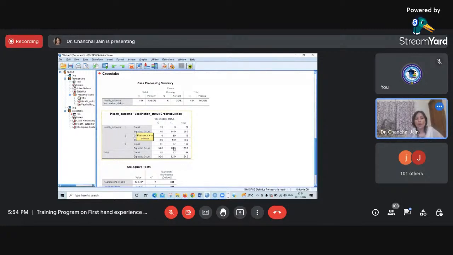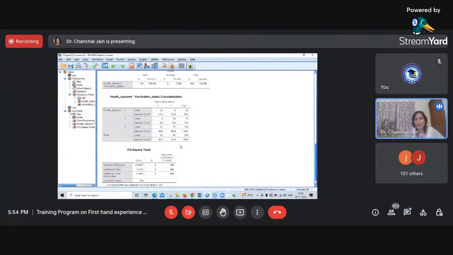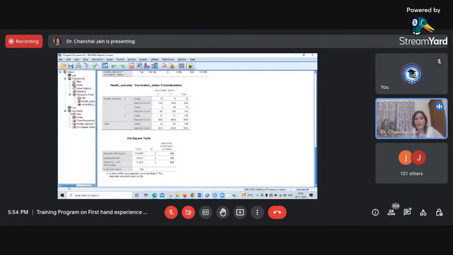Now, after that, I'm moving to the main table of the chi-square, and here you can see at the end of the third table, the second assumption of chi-square is mentioned. Here you can see 0 cells have expected count less than 5. It means we were permitted up to 20% of cells having expected count less than 5.